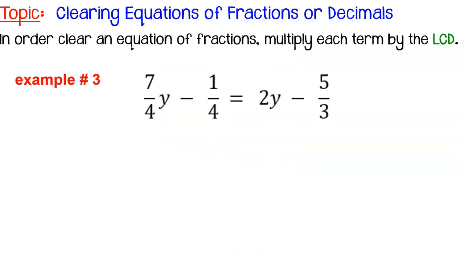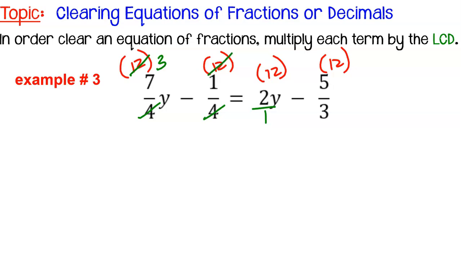It's getting a little longer now. But don't forget, you have to look at every single term. So it looks like I have 4s, a 1, and a 3. So 4 and 3 have multiples of, let's see, 4, 8, 12, 16, up, and they both have a multiple of 12. So that's my magic number. Don't forget to multiply every single term. I'm going to choose to reduce first and multiply second.